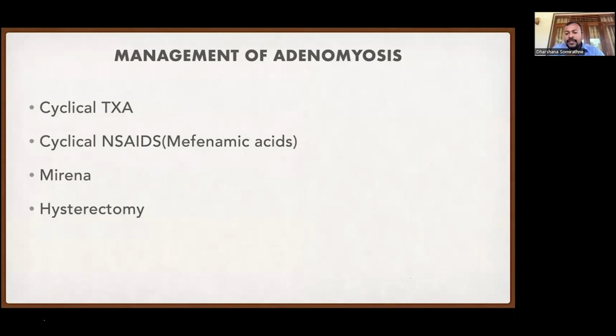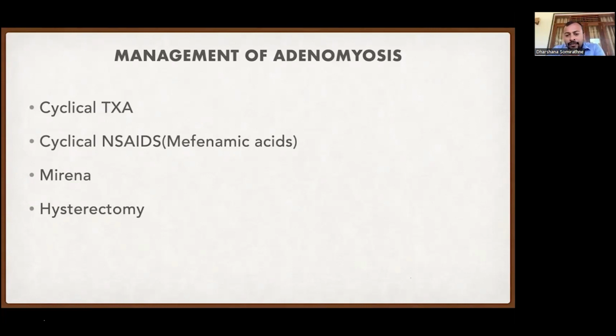Management-wise, again, cyclical tranexamic acid plus an NSAID or mefenamic acid can be prescribed during the menstrual cycle. We tell them, when you start your first day of menstruation, take these 2 tablets, tranexamic acid and mefenamic acid, for 5 days. We can manage like that, just asking them to take it only during menstruation.